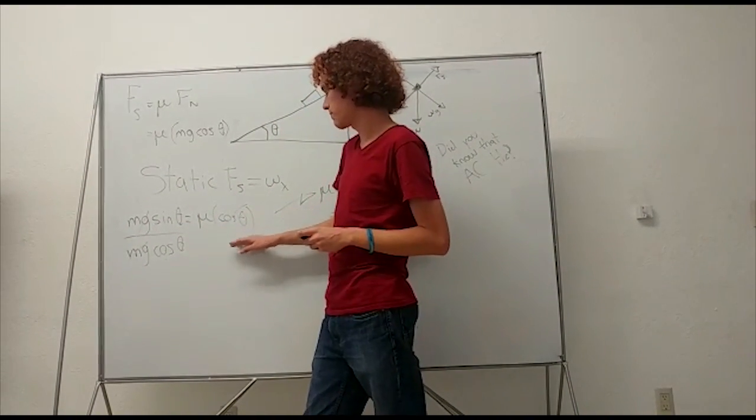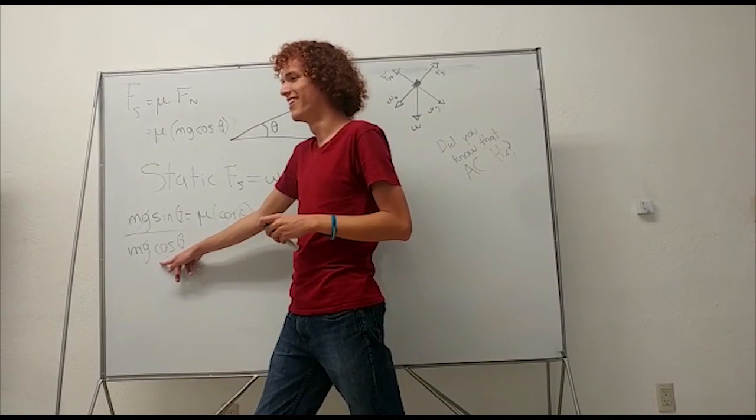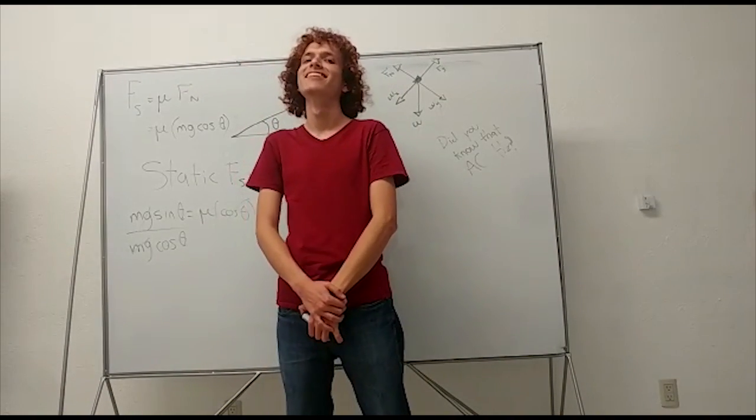the cosine of theta. And mu? You mean a cow? There's a cow here. I will be a cow! I want a cow. And you give me some milk.